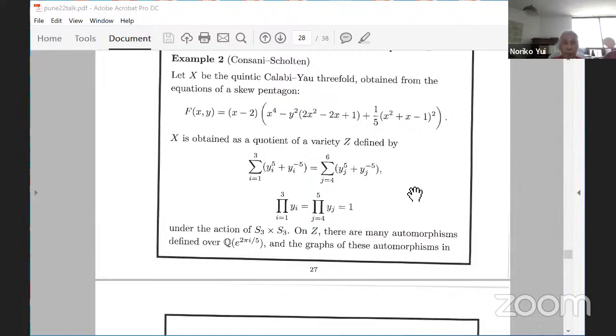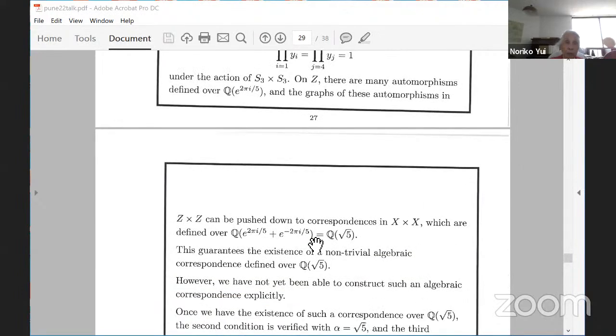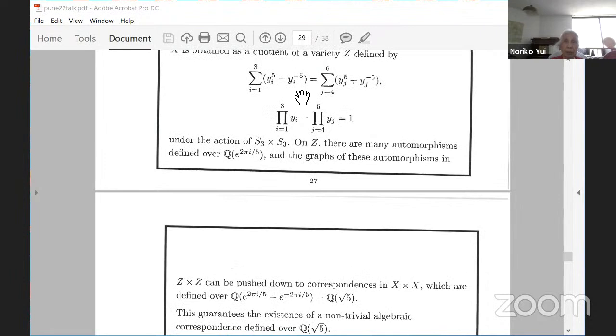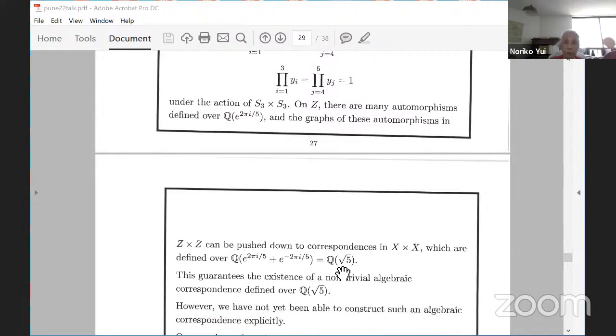So how do you cook up an automorphism? If you do this, we can get the automorphism, the fifth root of unity, that's fine. We'll consider the graph of these automorphisms and push down. X is covered by the quotient of this by S3 cross S3. So going down to X cross X, we'll get the automorphism defined over this real quadratic extension, Q adjoin square root of 5.